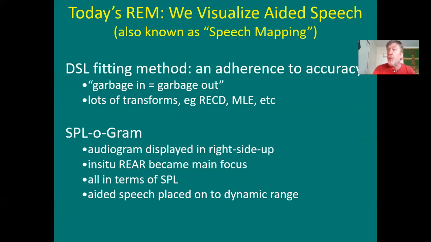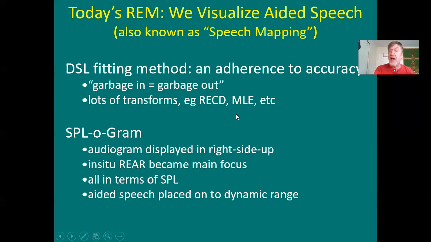And it came out really with the DSL fitting method. They had a real rigid adherence to accuracy. Their motto was garbage in is garbage out. So they had a lot of these transforms that they used. Real ear to coupler difference? Well, a closed ear canal is smaller than a 2cc coupler, and so you've got to take that into account.